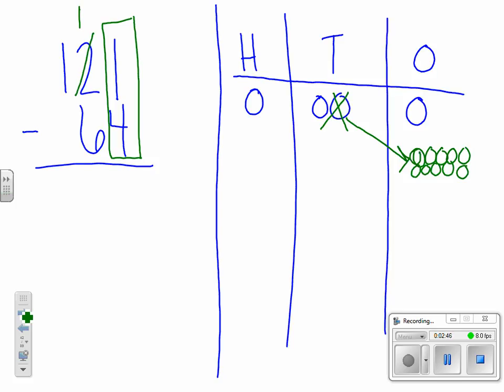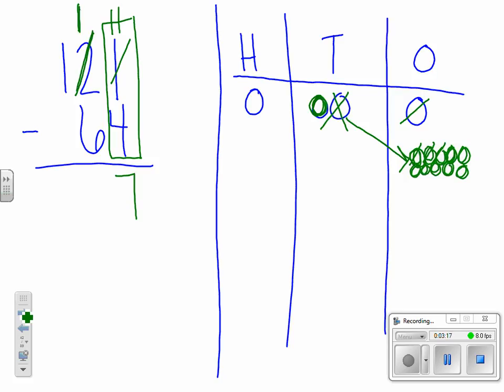Now that I've unbundled it, I only have 1 ten left. But since I broke it apart and made that 10 into 10 ones, now I have 11 ones to take that 4 from. And I'm going to go ahead and do that. And I've got 1, 2, 3, 4, 5, 6, 7 left. And now I have 1 ten left over, which is why I crossed out the 2 and I have 1.